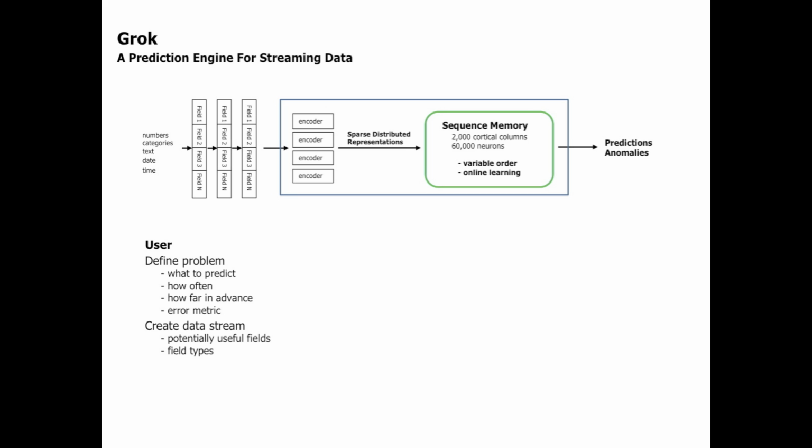Once you've defined the problem, you can create a data stream. You essentially include all the potentially useful fields. You don't necessarily know whether they're useful or not, but you include them, and you tell Grok what the field types are. Grok, using a highly parallel process, determines the best model it can. It figures out which fields to use that help it make the best prediction. It determines how to encode those fields. And it even does record aggregation, which will say, hey, you've been collecting data every 5 minutes, but I think I should group them together into every 15 minutes or something like that.